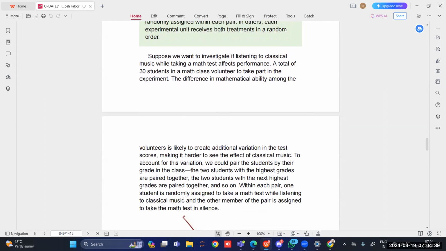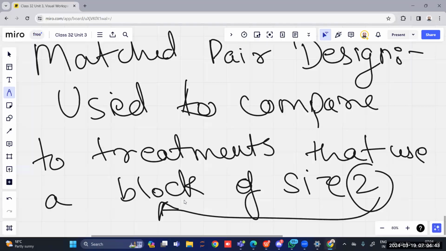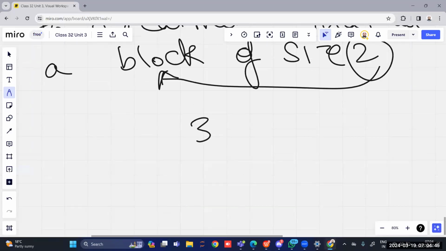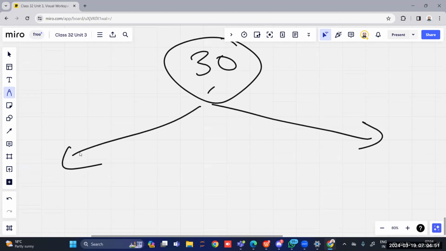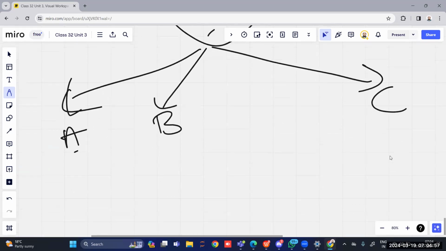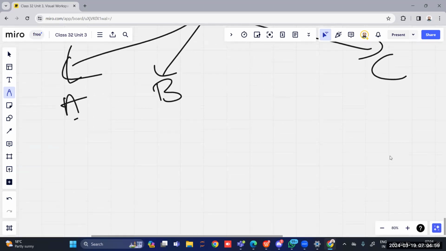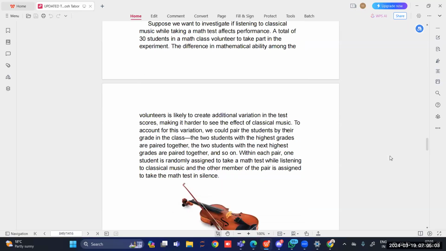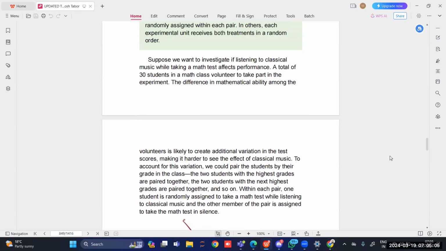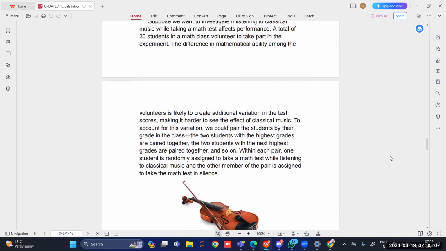To account for this variation, we could pair the students by their grade in the class. For example, we are choosing 30 students, so there will be more variability in the students, as there may be students who are good at maths and who are bad at maths. So we'll compare the grades. For example, A grade students will be here, B grade will be here, and C grade will be here. The students will be distributed on the basis of their grades. So we have used a block, correct?